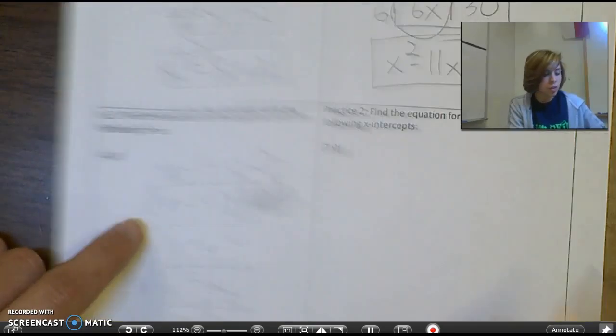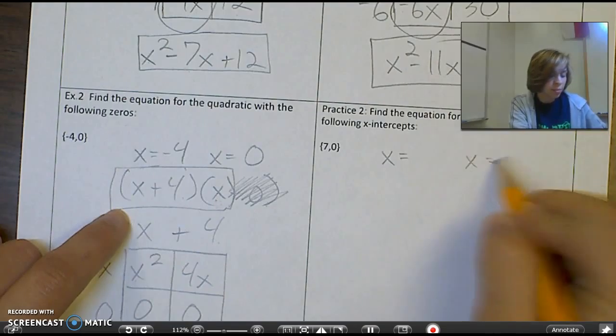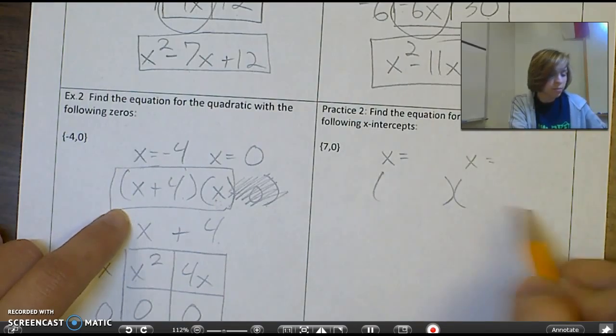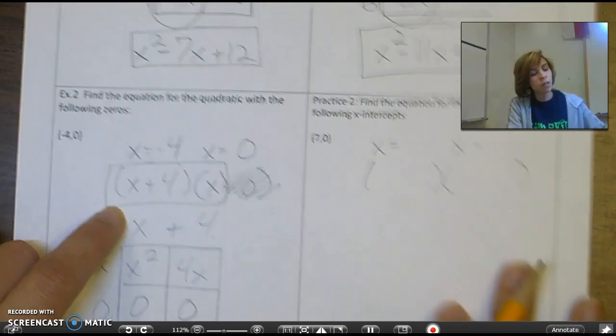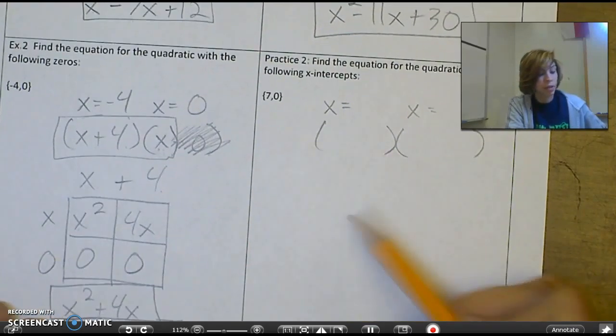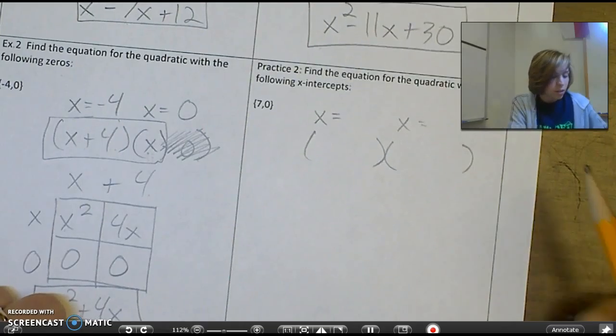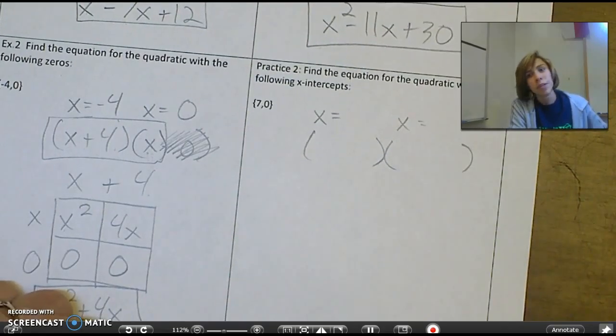Okay, so I want you to try to do this one on your own. You're going to set it up, you're going to put it in the parentheses. And if you want to multiply it out, you can draw your box or not, whatever you choose to do. So you would pause the video right here before I give you the answer.